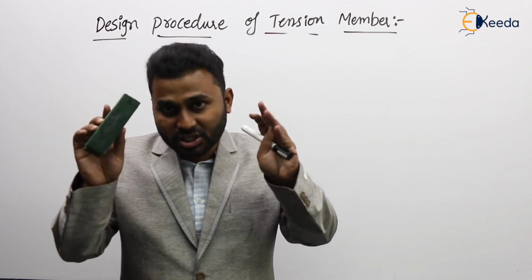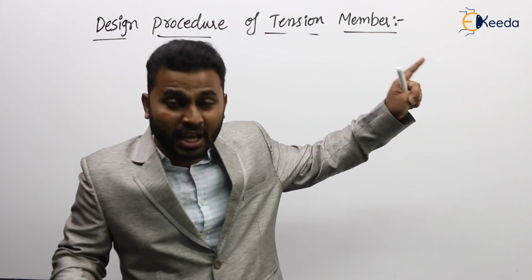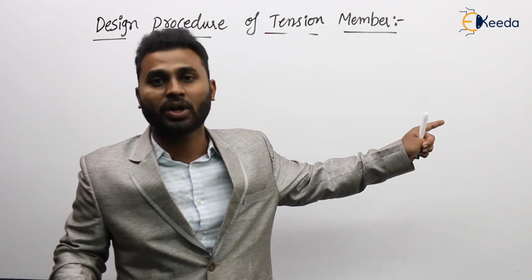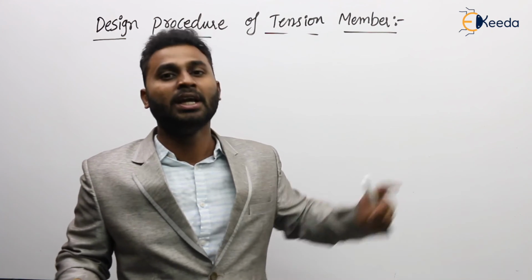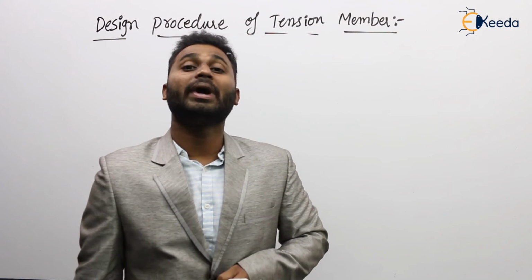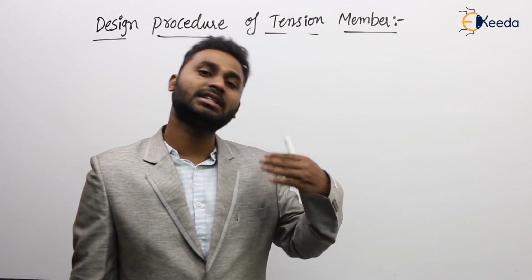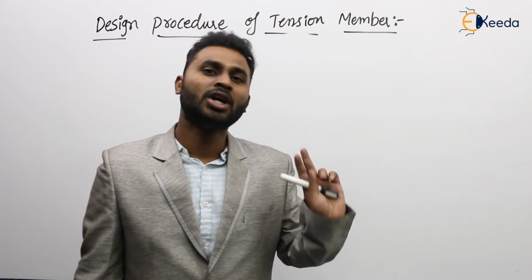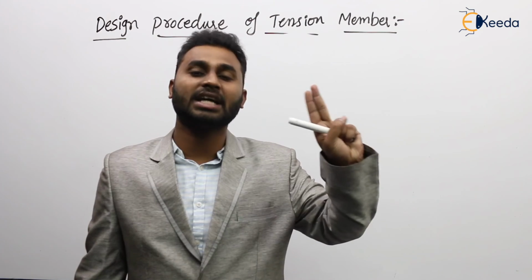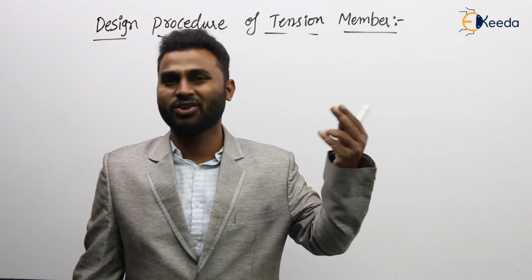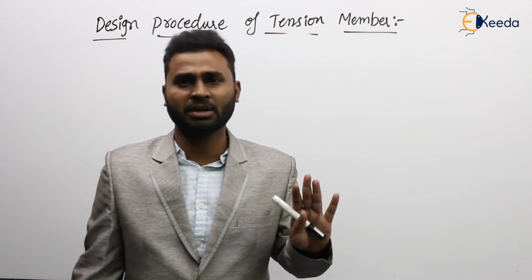So now we came to know this much area is required to take that factored design tension load T. After that, what to do? By taking a steel table, we have to select a trial section, be it angle, channel or I section, whatever it may be. But mostly we prefer angles and channels as tension members. Of course, we can use flats and bars and many other members also.